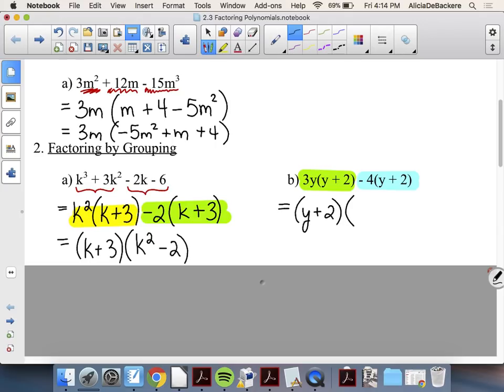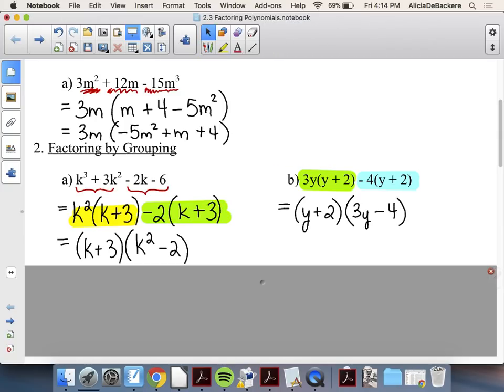I'm going to bring it out front. And then I'm going to ask myself, what's left if I divide the green term by y + 2? I'd be left with that 3y coefficient. And then what's left if I divide the blue term by y + 2? Just the minus 4, that coefficient. And so again, that factored out really nicely.